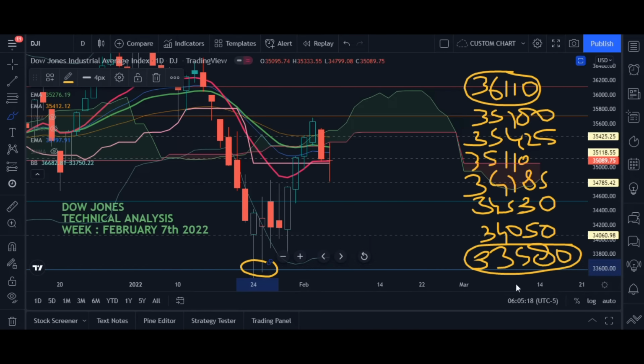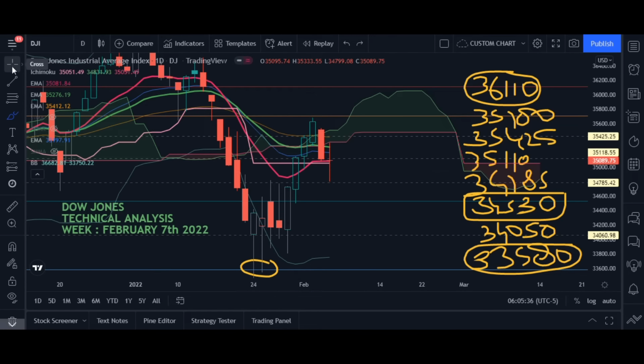You can clearly see. Okay, then we have some other supports and resistances, sorry, this one, 34,530. You can clearly see the impact of this 34,530, and then there are many other supports and resistances here. Anyways, let's first do the technical analysis here on the daily chart.